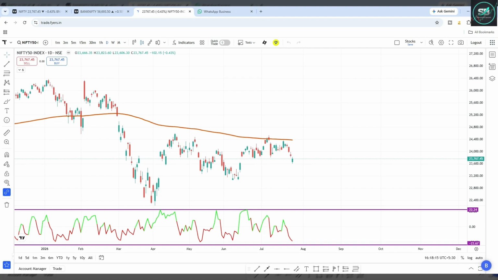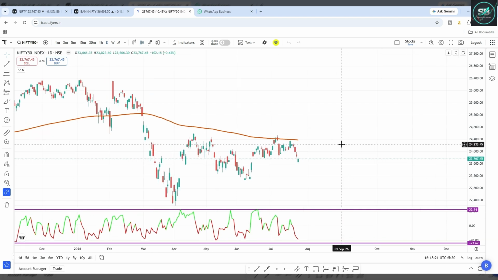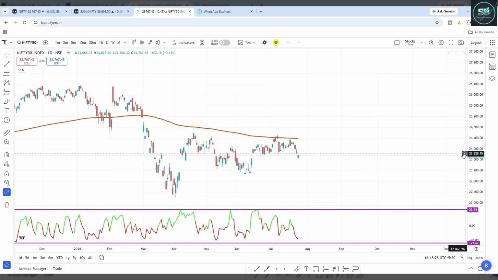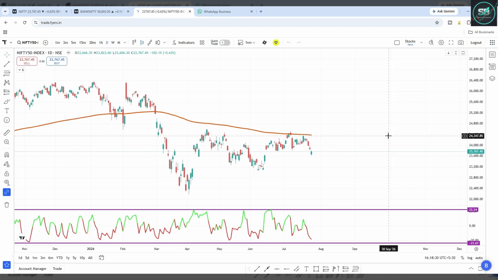Hello everyone. So today we will see Nifty and Bank Nifty analysis for the next week. I hope many of you are worried about today's gap down and today's move. But let's discuss how Nifty and Bank Nifty are going to react next week.